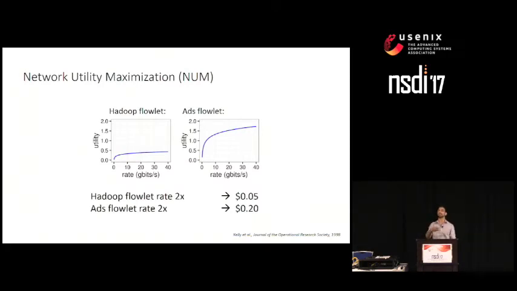On the x-axis is the rate allocated to the flow, and on the y-axis is the utility for any given allocation. So for example, a Hadoop big data Flowlet might have a lower utility function than an ads Flowlet, which generates immediate profit for the company.